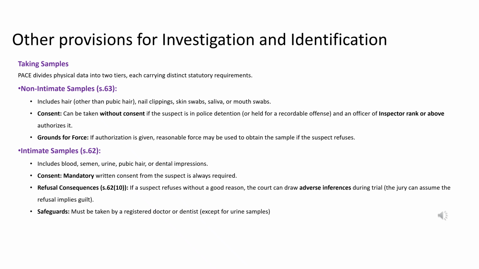Alongside the powers of search at the police station, the police may also obtain physical samples from suspects for identification and evidential purposes. Under PACE, these samples are divided into two categories, each with different legal requirements and safeguards. The first category is non-intimate samples under Section 63. These include items such as hair, excluding pubic hair, nail clippings, skin swabs, saliva, and mouth swabs.